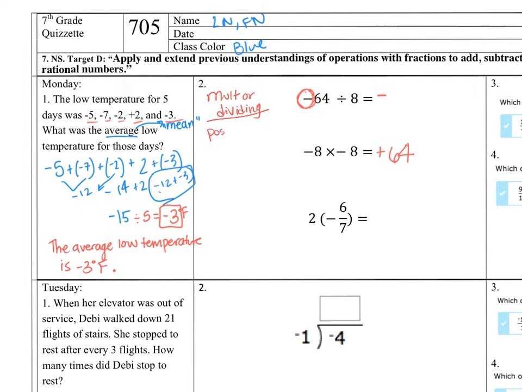a positive times or divided by a positive is always going to be positive. But if you have a negative times or divided by a negative, it's going to turn positive. But if you have a negative times a positive or a positive times a negative, those are both going to be negative.